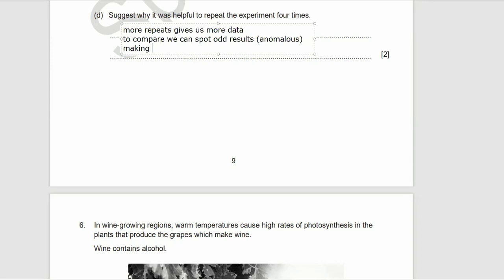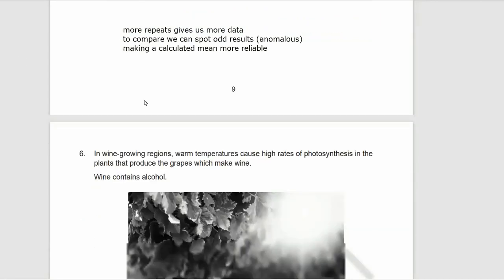making a calculated mean more reliable. And also we can calculate a mean. If we don't do a repeat, we can't calculate a mean. If we do the repeat 4 times, our mean is going to be more accurate. Let's move on.